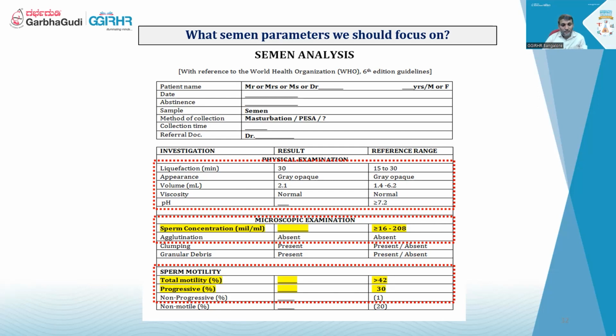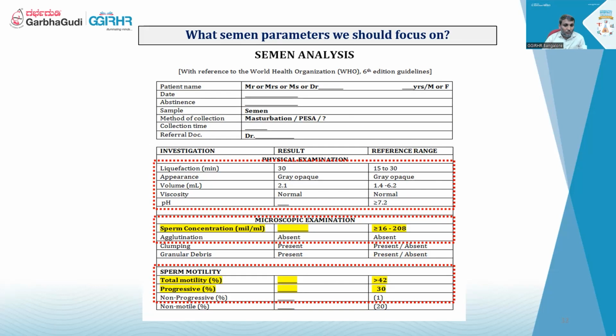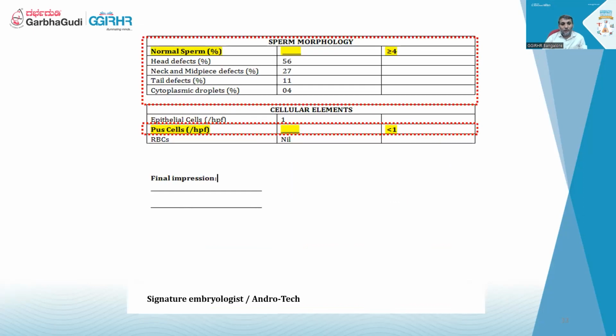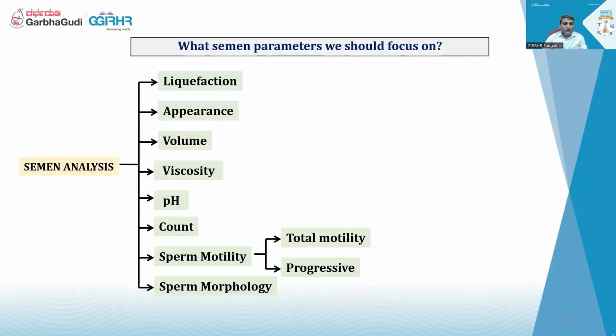So you should count the sperm, and you should see the motility of the sperm. Then you have to see whether there are normal sperms. Whatever I have highlighted in yellow color, the clinicians have to see this precisely and decide the treatment plan. This is very important for the clinicians. The rest of the few things are very important for the embryologists to see. Now, let me discuss briefly about everything.